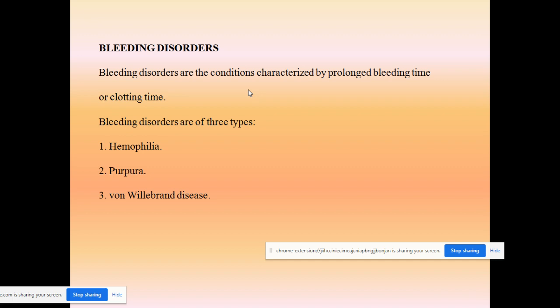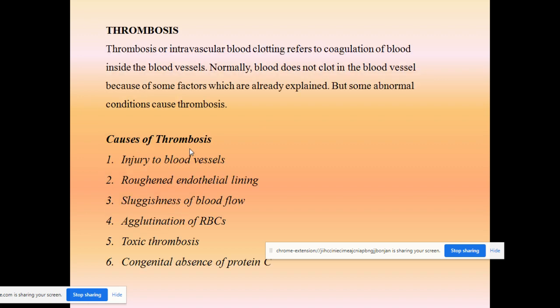Hemophilia is a genetic bleeding disorder where clotting does not happen because of the prolonged bleeding time and short clotting time. Purpura and von Willebrand disease are some of the other bleeding disorders.